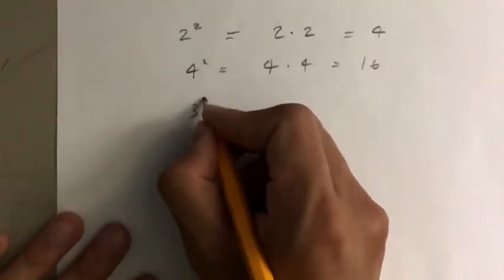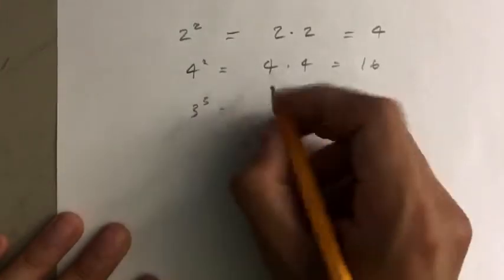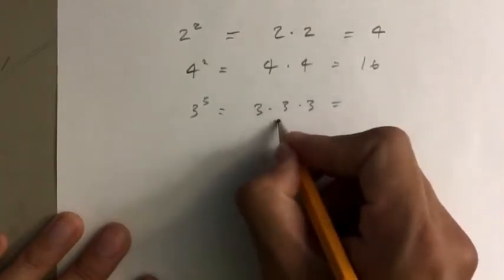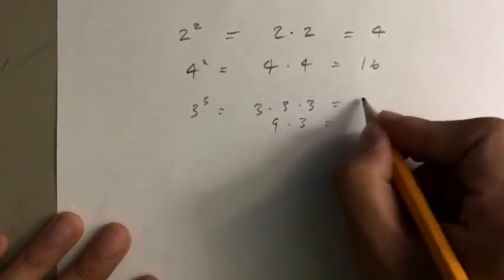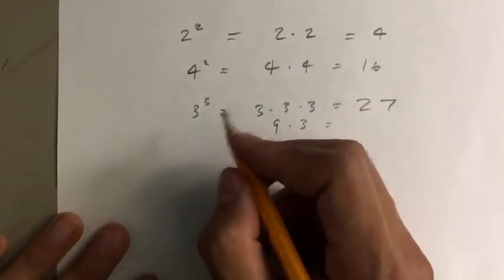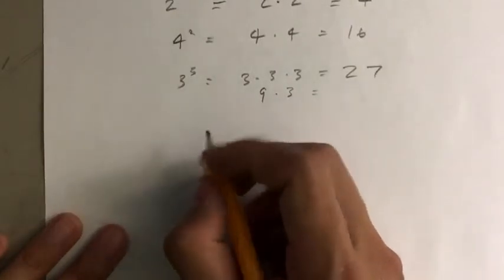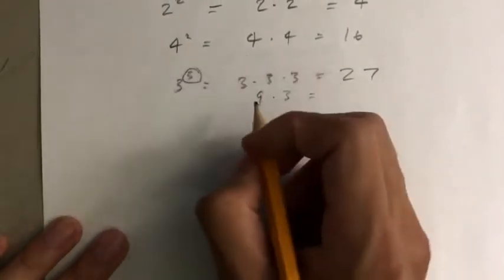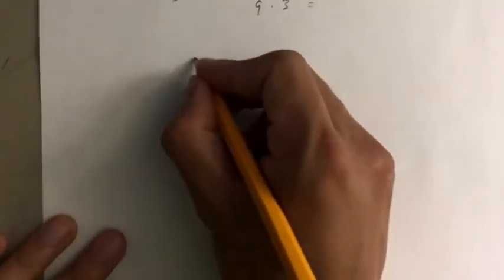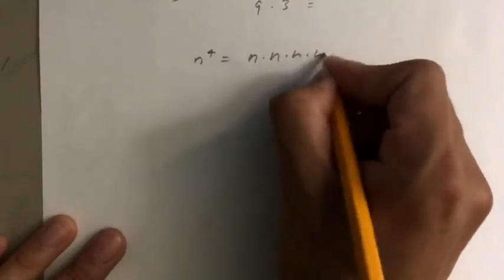What is 3 to the third power, or 3 cubed? Well, that's 3 times 3 times 3. And 3 times 3 is 9, and 9 times 3 is 27. You should memorize that, by the way. So, this is called the exponent, this number right here. And you could also do it with variables. N raised to the fourth power is equal to n times n times n times n.